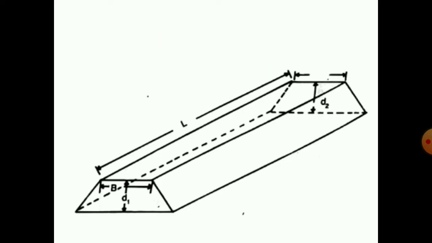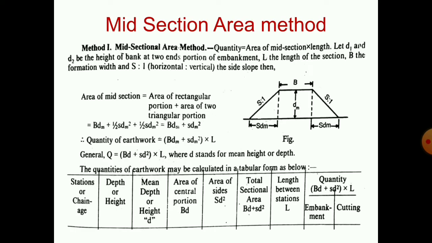So if you have got two sections, at section 1 let the depth of embankment be D1, at section 2 the depth of embankment be D2. So you have to calculate cross sectional area at 1, cross sectional area at 2. Then as per the methods involved, we can take mean depth method or mid sectional area method multiplied by length, you will get the quantity of the earthwork. So let us discuss first mid sectional area method.